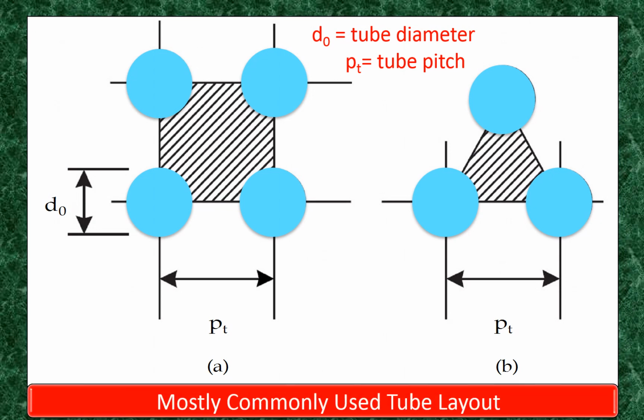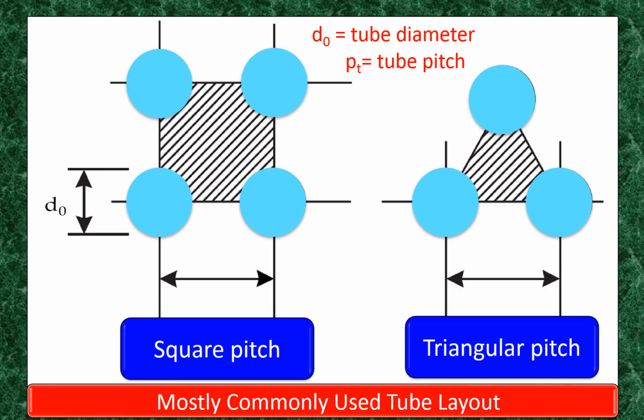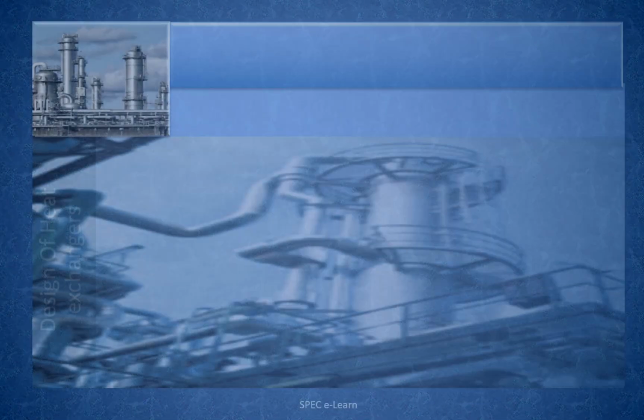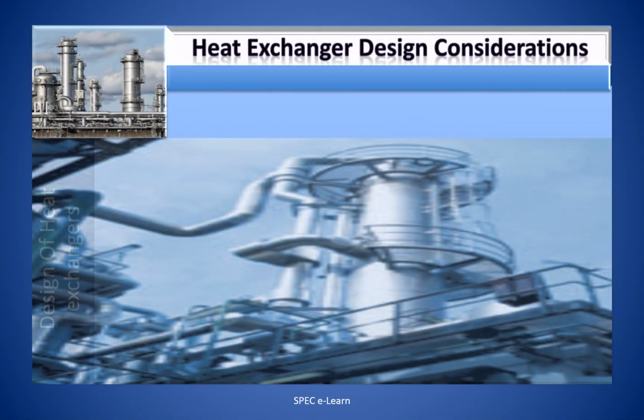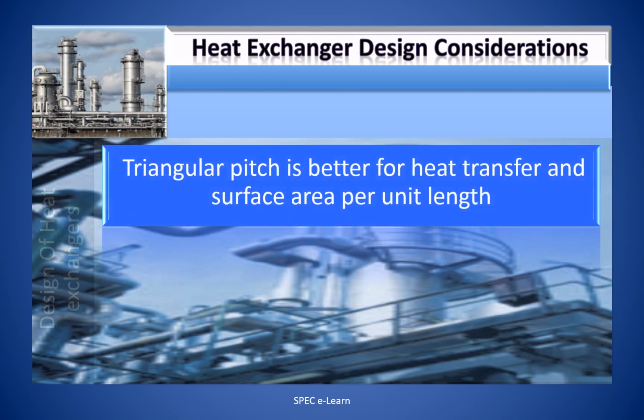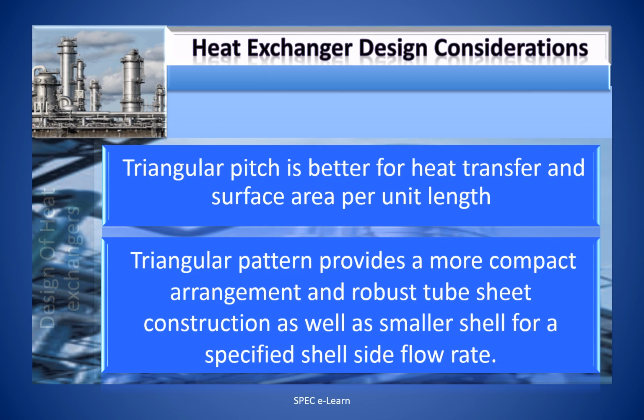The most commonly used layouts for heat exchanger design are shown in this figure: square pitch and triangular pitch. Though there are other layouts, such as rotated square pitch, also available. For which service and under which condition each of these two layouts is used, we will move on to find out. Triangular pitch is better for heat transfer and surface area per unit length. Triangular pattern provides a more compact arrangement and robust tube sheet construction, as well as a smaller shell for a specified shell side flow rate.